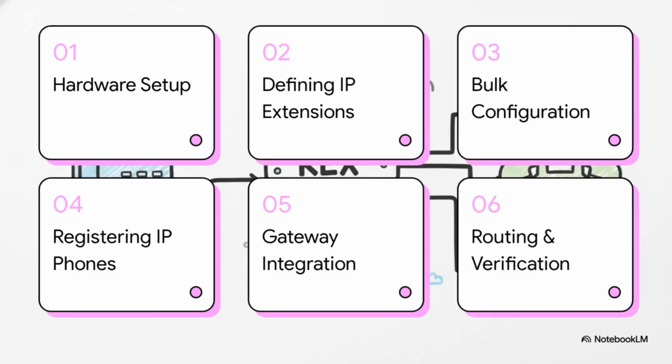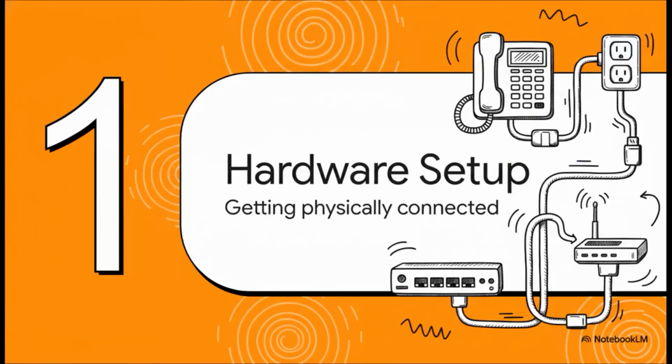We've got a really solid roadmap today. Hardware setup, defining IP extensions, bulk configuration, registering IP phones, analog gateway integration, and finally, routing and verification. We're taking a crawl, walk, run approach here, so let's get right to it. First up, Section 1, Hardware Setup. We've got to get physically connected before we can even think about touching the web interface.